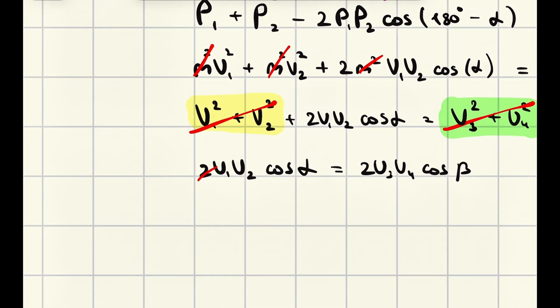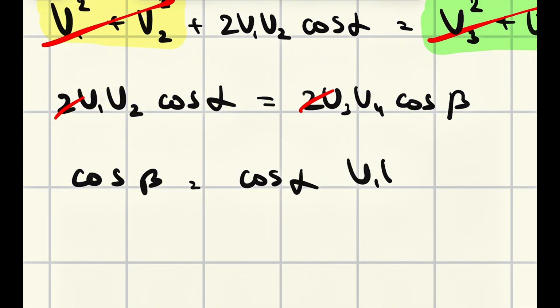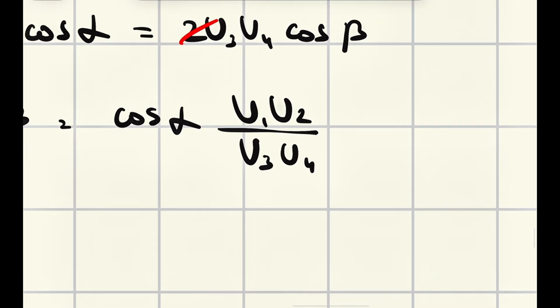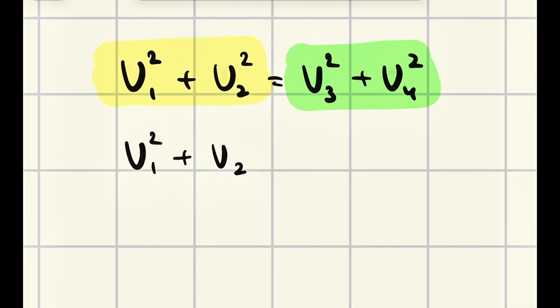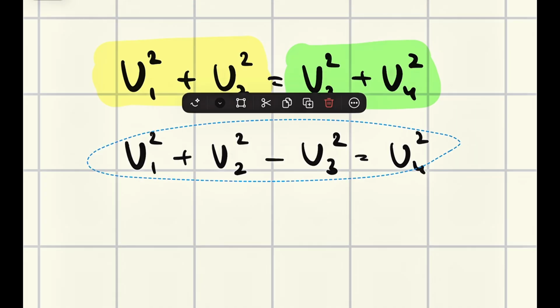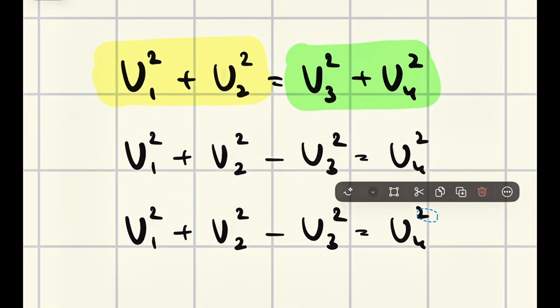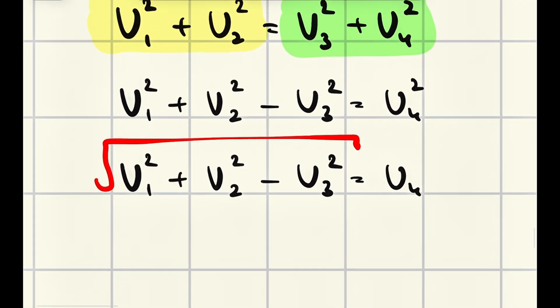Okay, good. As you can see, the 2 goes out, and cosine beta would be equal to cosine alpha times v1 v2 divided by v3 v4. But the problem is that we don't know the value of v4, but we can take it from the conservation of energy from here. Then v1 squared plus v2 squared minus v3 squared would give us v4 squared. And logically, if we take all this into a square root, then we would have the value of v4. Yeah, this is the value of v4.